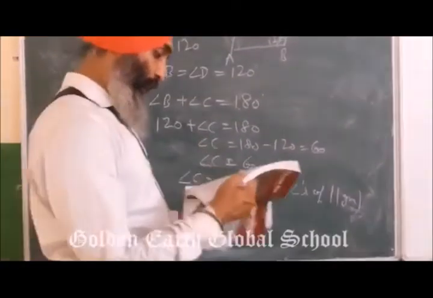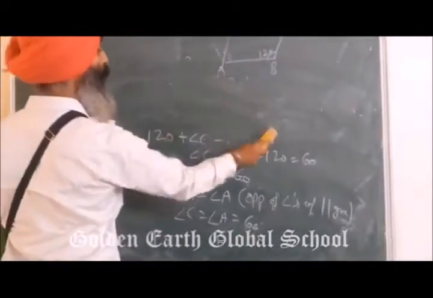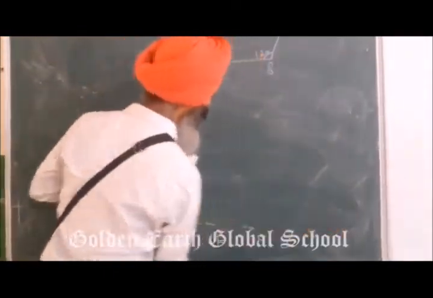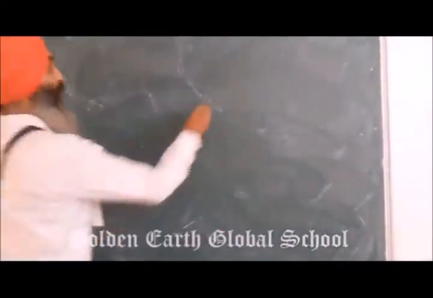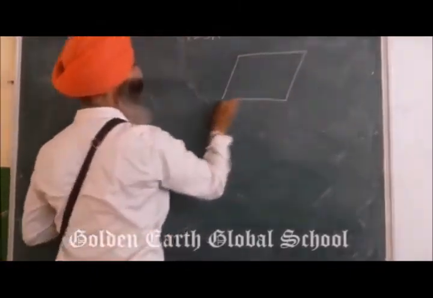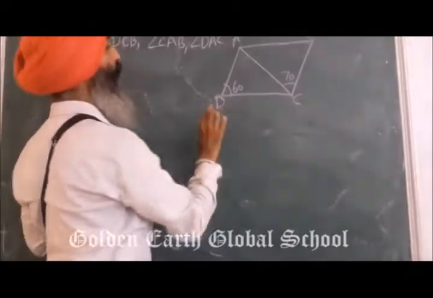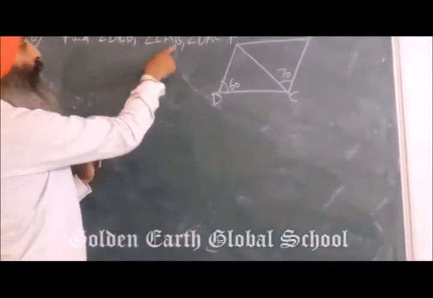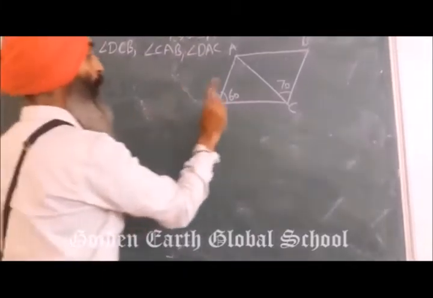Okay, so in the 10th question, a figure is given to you. ABCD is a parallelogram. Now what they have done, they have divided the figure into two triangles and we have to find the angles. In the 10th question, you are given these two angles and we have to find DCB, CAB and DAC. Okay, now how to do it? First of all, remember one thing.